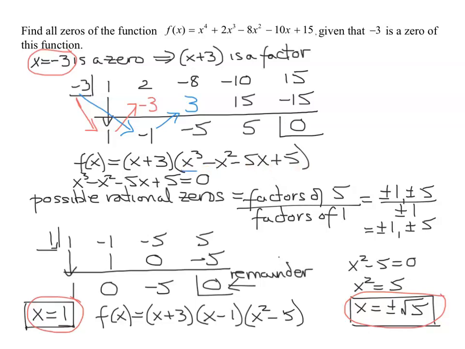So factoring by grouping, group the first two, group the last two. What do the first two have in common? I think it's x squared. And if I factor an x squared out of an x cubed minus x squared, it's going to leave me with x minus 1.